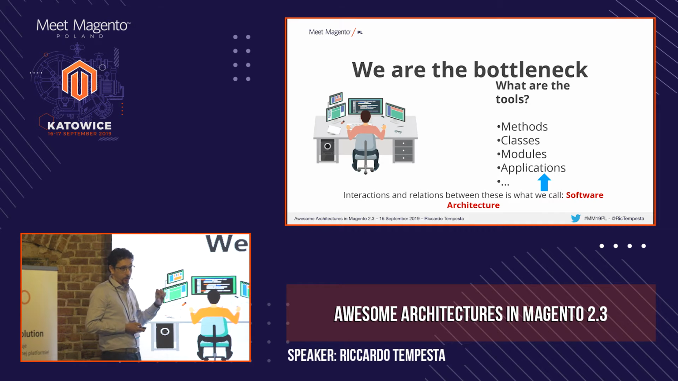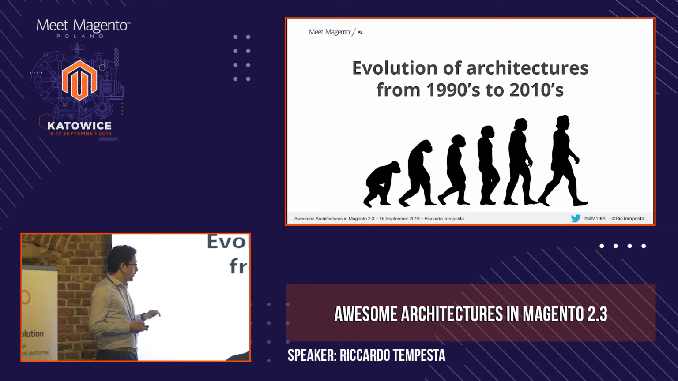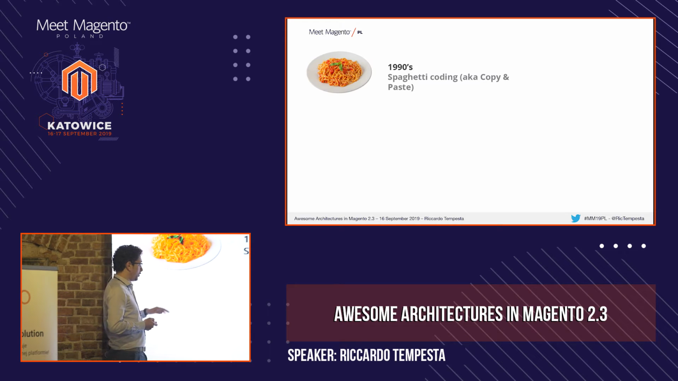This is why I want to show you how Magento is facing this approach. And to do that, I have to show you something about the software evolution from the 90s to nowadays. And I will do like every legit Italian should do, talking about pasta. This is not a joke, because in the 90s, we got the so-called spaghetti coding. I will explain to you later why.